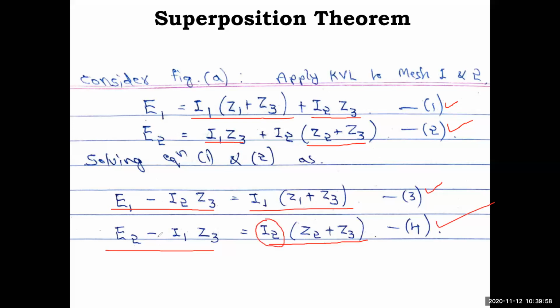Okay, so I2 is nothing but what? This equation divided by this term, Z2 plus Z3, right? So I got some I2, and this value of I2 I will substitute in this equation. That is the formula I will get for I1. So then I will write the equation in terms of I1.